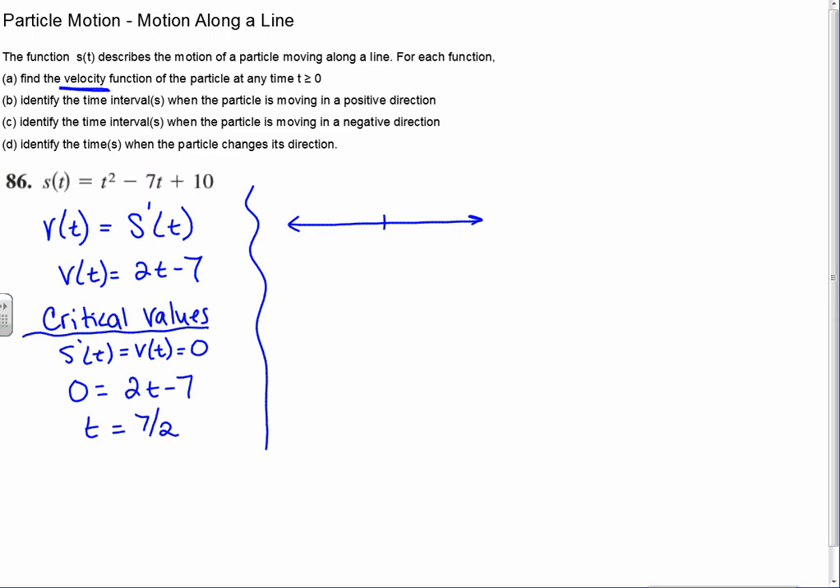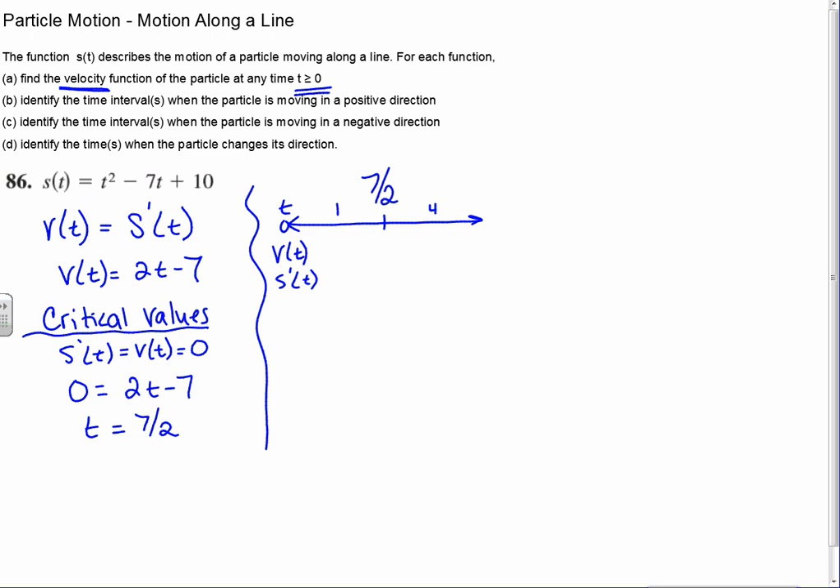Put it on our sign chart here. This is our t-value, and it is at 7/2. I can pick up the velocity, or you can write, it's also s prime, isn't it? Plugging in something to the left. Well, this is like 3.5, so let's plug in. We're locked in at 0 here. Remember, our time started at 0. So let's throw in 1. Something bigger than 3.5, let's plug in 4.